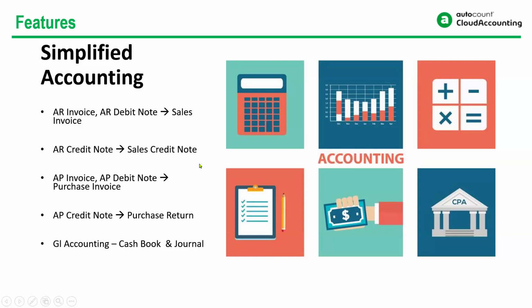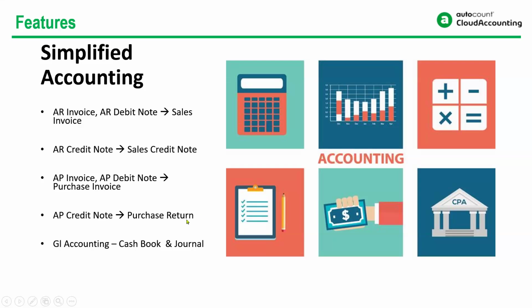Then we have the simplified accounting. If you are going to key in your AR invoice and AR debit note, you use the sales invoice in the cloud accounting module. For AR credit note, you use the sales credit note. For AP invoice and AP debit note, you use the purchase invoice. For AP credit note, you use the purchase return function.